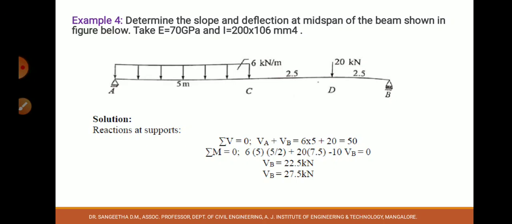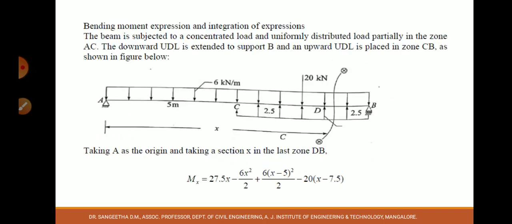Fine. To start with, as usual, use the equilibrium equation. VA plus VB is equal to 6 into 5 for UDL plus 20. So taking moment about point A, 6 into 5 into L by 2, 6 into 5 into 5 by 2, plus 20 into 7.5 minus VB into 10, that is equal to 0. So VB is 22.5 and VA is 27.5 kilonewton.